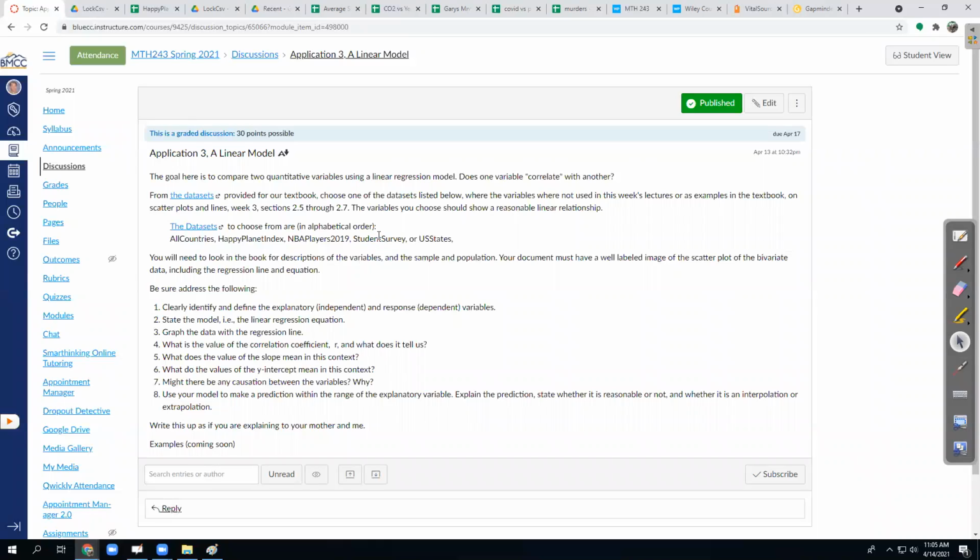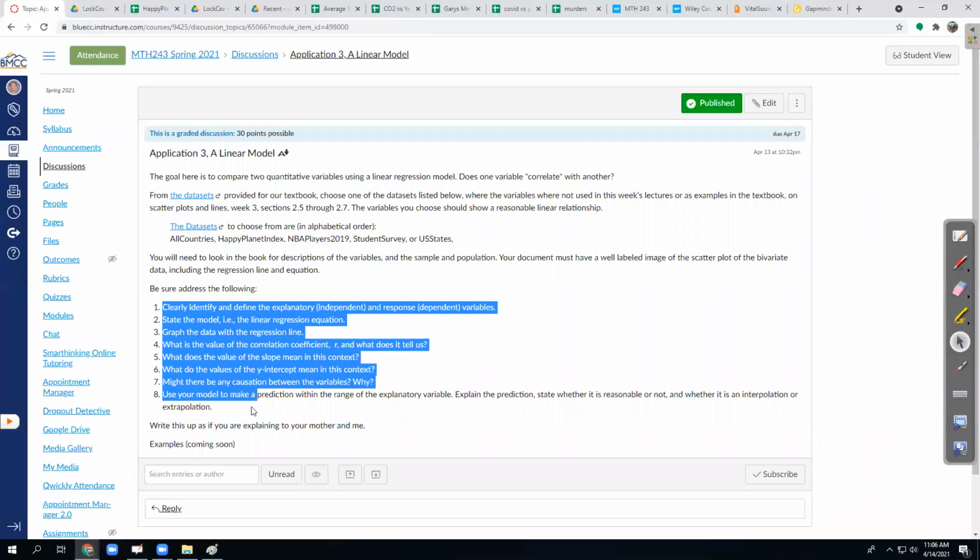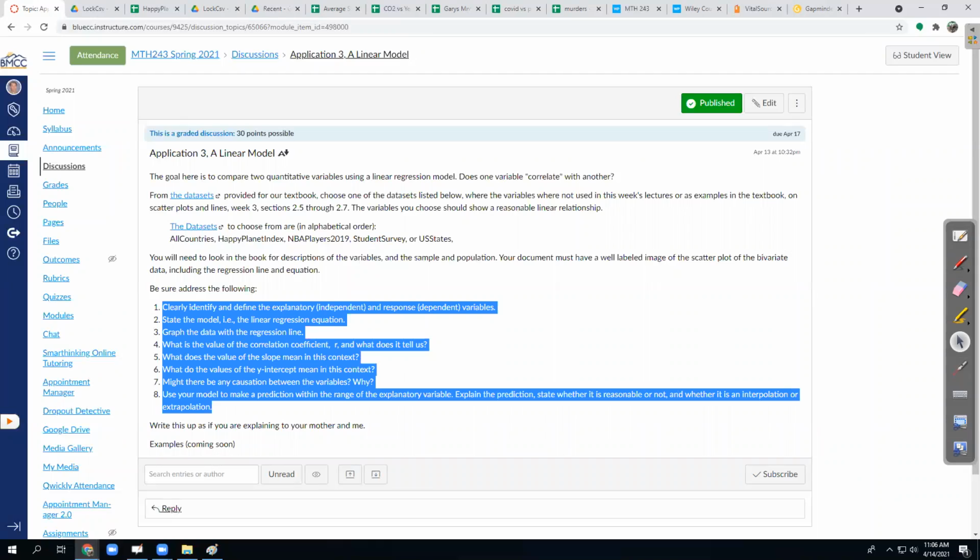Once you find a pair of variables in one of these data sets that seems to have a linear relationship, then you're just going to do what we were doing earlier. Find the correlation coefficient, find the slope, find the y-intercept, and then make sure you address all these numbered points right here, and then submit a file.